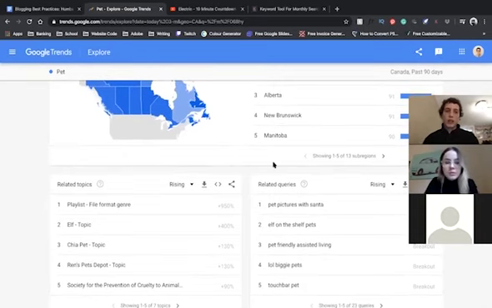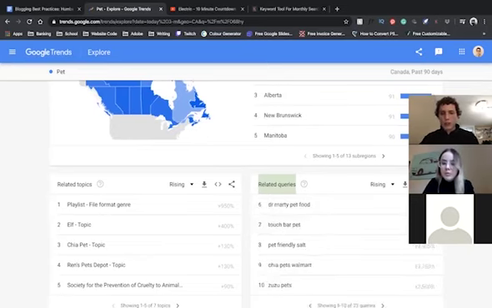So sometimes if the topic or the search term that you're searching in Google Trends is really narrow, you won't get related queries. So if you don't see that, that's probably a good sign that you've focused down your topic. But as you can see, you get more ideas: pet pictures with Santa, Elf on the Shelf pets, pet friendly salt, Dr. Marty pet food. So pet socks. Here we go.